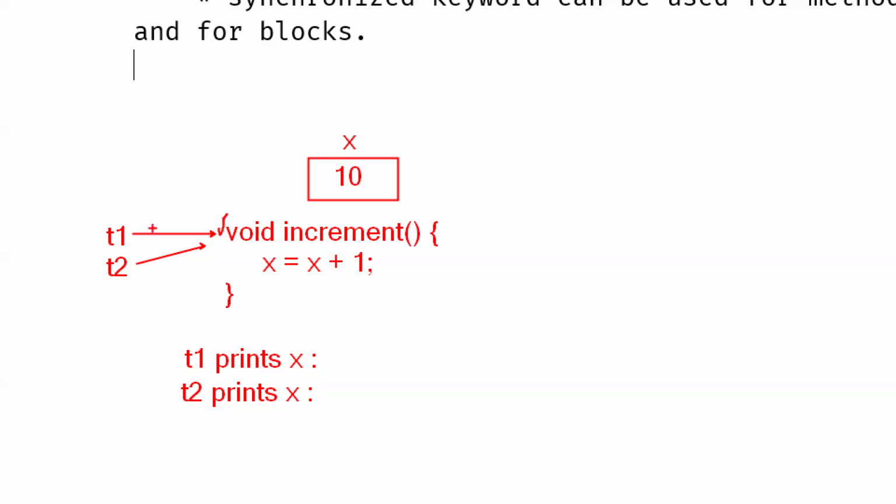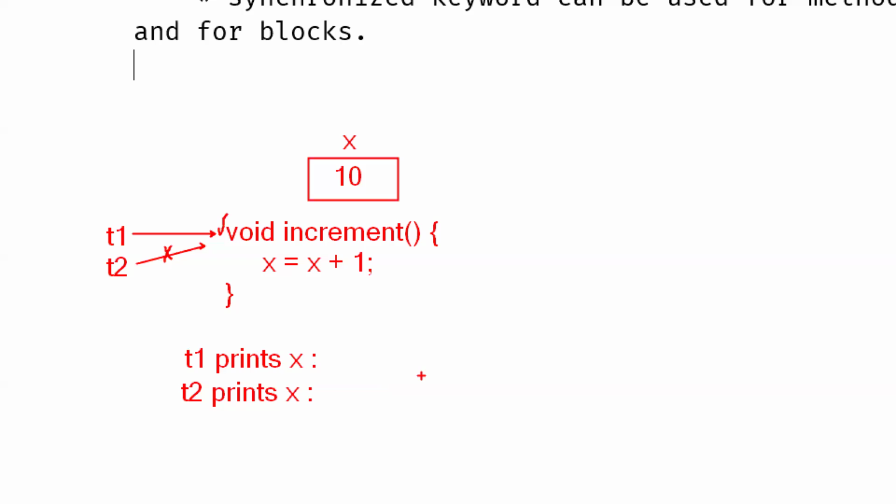So if T1 has entered, then what about T2? It should wait. It is in the waiting state. If T2 enters, T1 is in the waiting state. Means at a time, how many threads can perform this increment operation? One thread. Only one thread can perform the operation. If only one thread is performing the operation at a time, then we can get consistency.